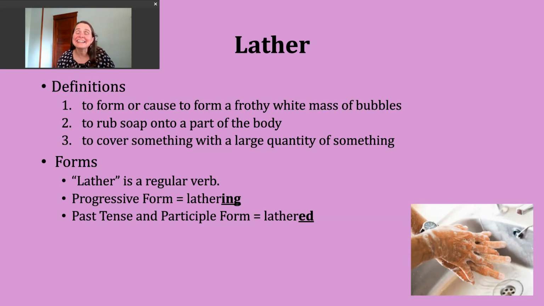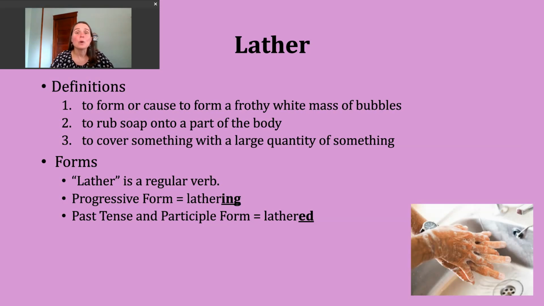You should know that lather is a regular verb. To make the progressive form of this verb, all I need to do is add ing to form lathering. The past tense and participle forms of this verb can be made by adding ed. Our base verb, lather, ends in a voiced R sound. This means that our ed ending is just going to make a D sound, and I'm not going to add an extra syllable as I say it. So it should sound like this: lathered, lathered.